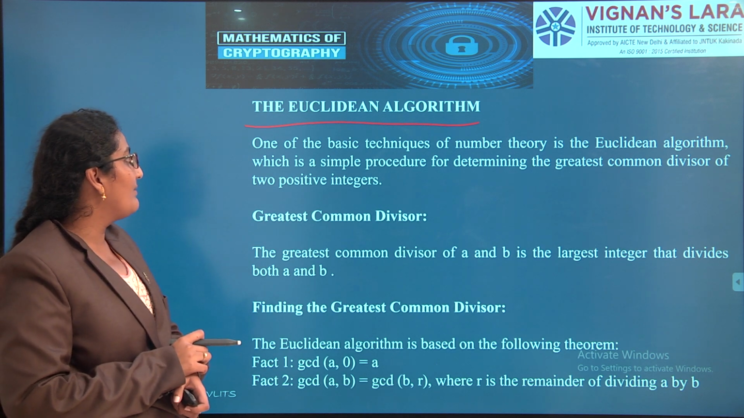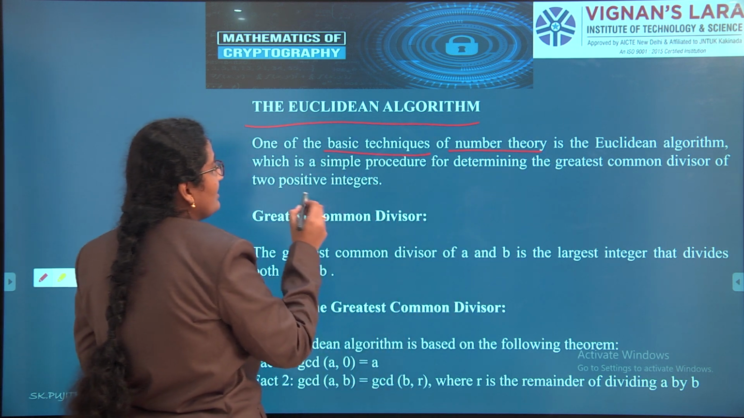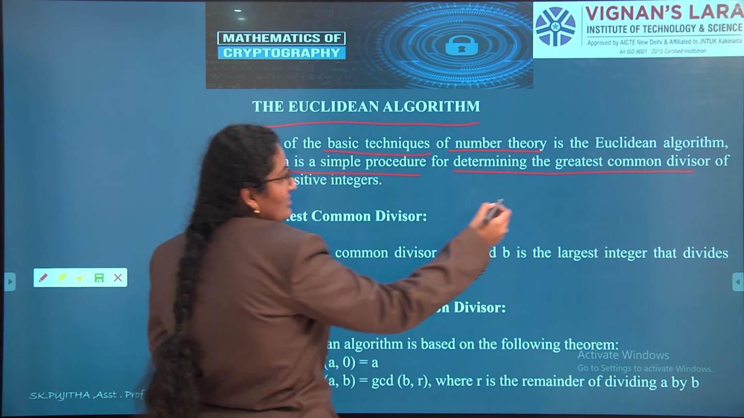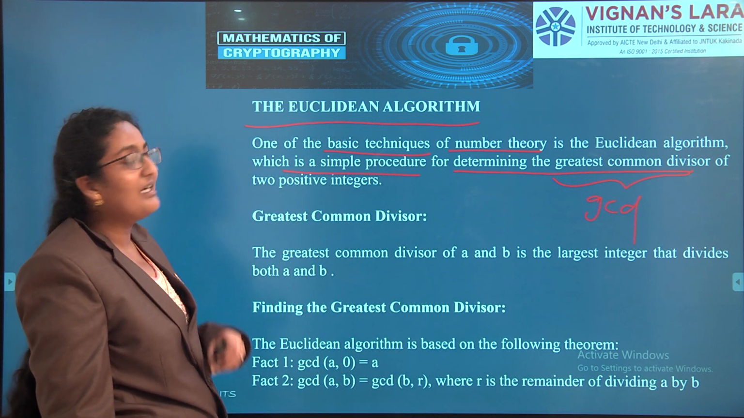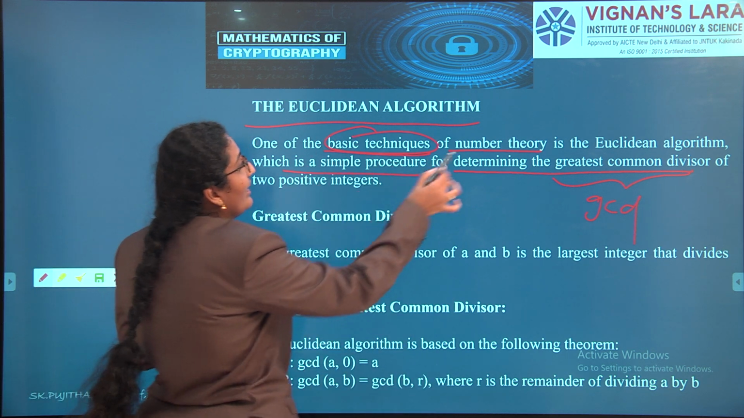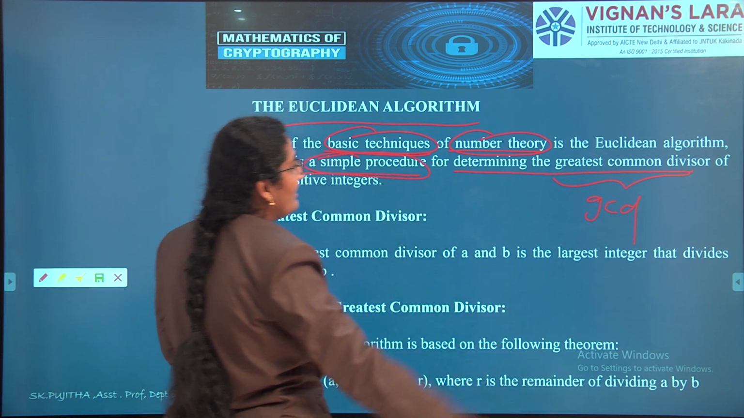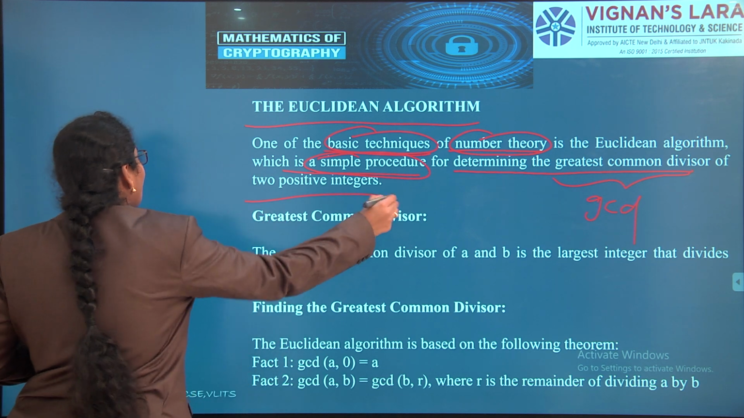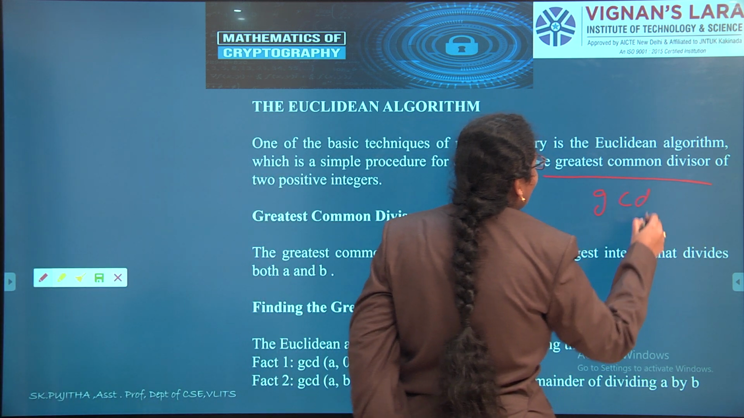So why Euclidean algorithm is used? Euclidean algorithm is a basic technique in number theory. This is a simple procedure and this is used for determining greatest common divisor. Greatest common divisor is nothing but GCD. It can provide GCD for two positive integers.